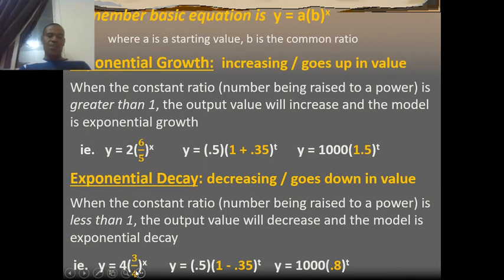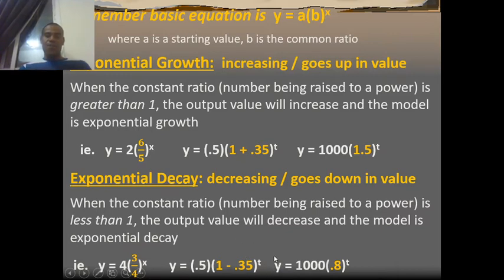So 3/4 is less than 1, it's 0.75. This one is decreasing, also called exponential decay. The second example deals with the output value y equals 0.5, the starting value, times (1 minus 0.35), which will be 0.65, less than 1. It's the common ratio. T is the power or the index here. It denotes the number of years, a real number. So this one is also decreasing. It's called what? The exponential decay.